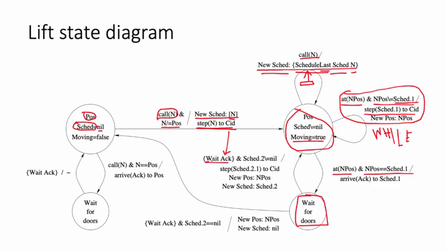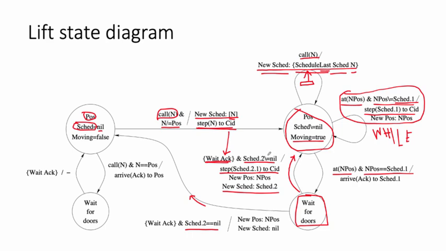So when the doors close, when ACK is bound, then wait ACK will tell me, wait for ACK. And if schedule.2 is not nil, that means I have to go to more floors, then I go back to the moving state. Whereas if schedule.2 is nil, then I go to the moving false state. Okay? So the new schedule is schedule.2, so it's the rest of the list. And then I do a step, schedule.2.1, so basically to the next floor I have to go to.